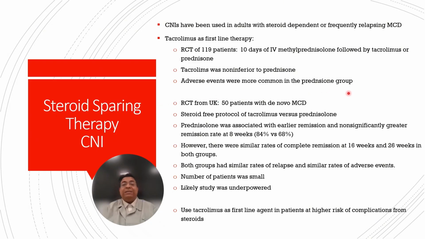Of course, we're all interested in trying to spare patients from the toxicity of steroids. Calcineurin inhibitors have been used in adults with steroid-dependent or frequently relapsing minimal change disease, which is when the steroid exposure is the greatest with the repeated steroid use. So you would want to try to use an alternative agent in these patients.